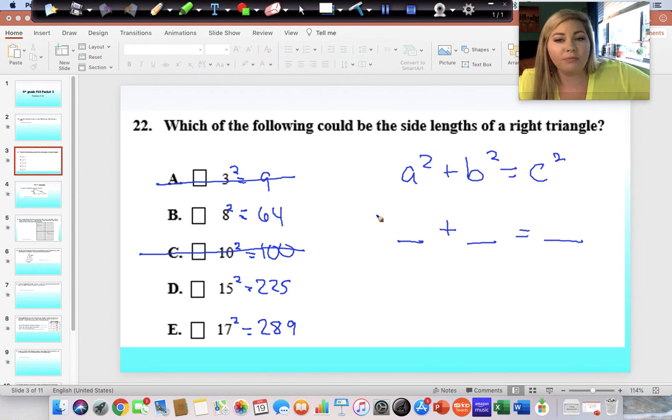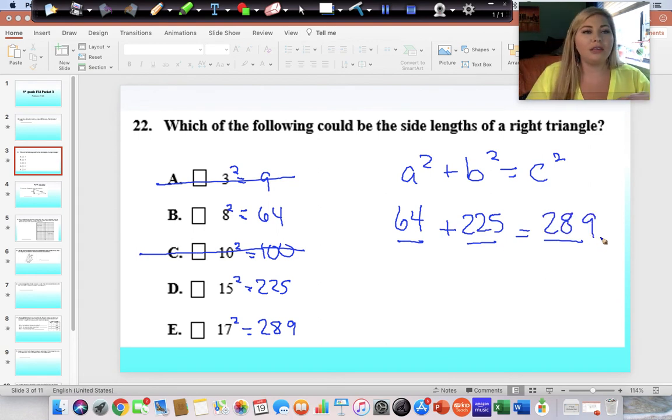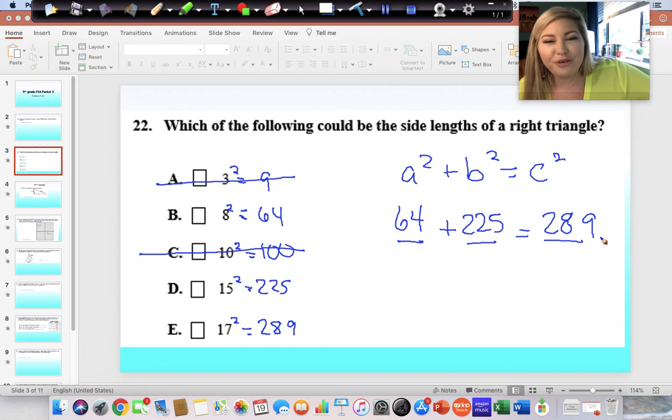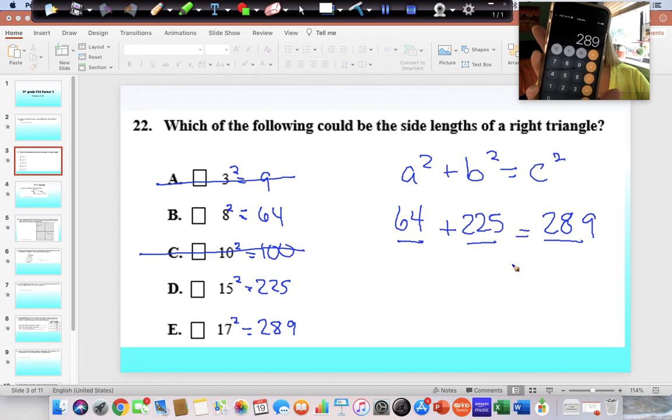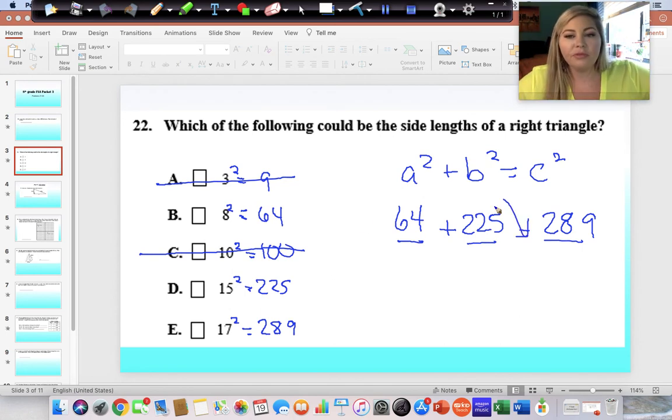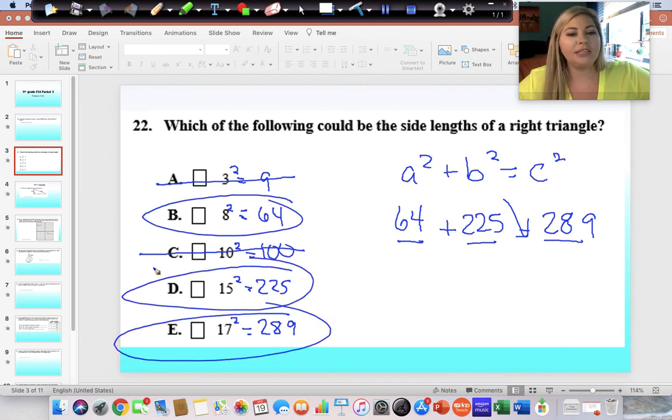So now we're looking at the last 3 numbers. Let's add them up and make sure that they make sense. So 64 plus 225, we want to see if that equals 289. And you can use your calculator in this part of the FSA packet, I believe. Even if you couldn't, you could simply put 64 underneath 225 and add them together. I can't remember if this one was calculator or not. Okay, so it equals 289, so that worked out. So our 3 numbers will be B, 8, D, 15, and E, 17.